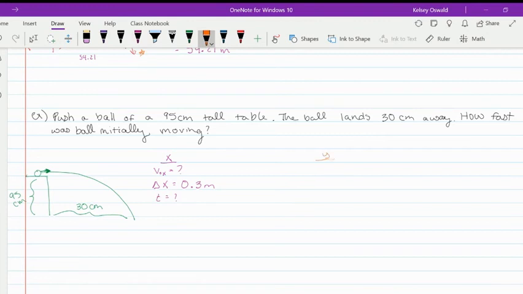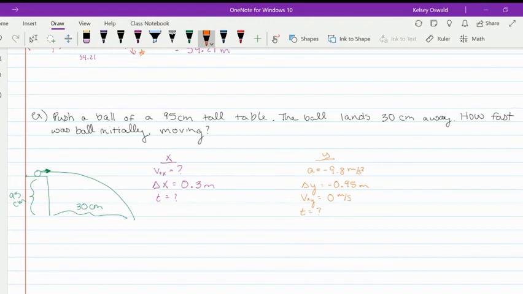So then looking vertically, we know our acceleration is always going to be that negative 9.8. We know that our ball traveled a vertical distance of negative 95 centimeters, because it ended 95 centimeters, or 0.95 meters, below where it started. And then since it was rolling horizontally as it went off the table, that initial y velocity is again going to be 0, because the ball initially was not moving up or down at all. And we still don't know how long that ball is in the air for.